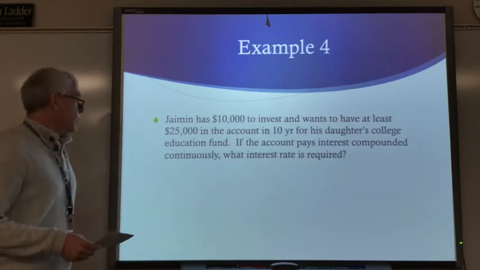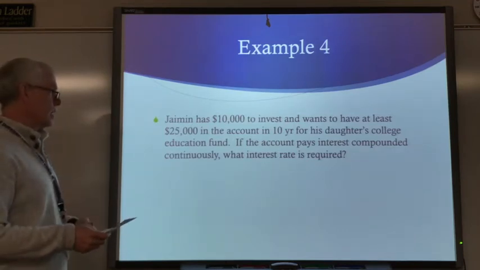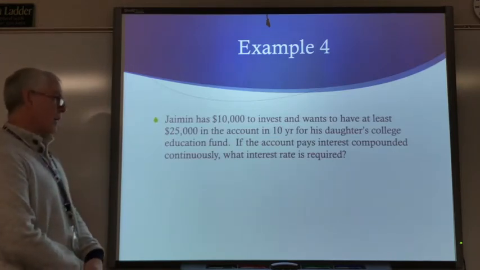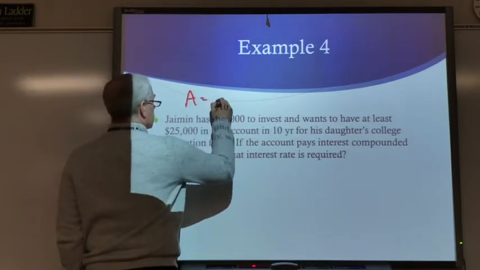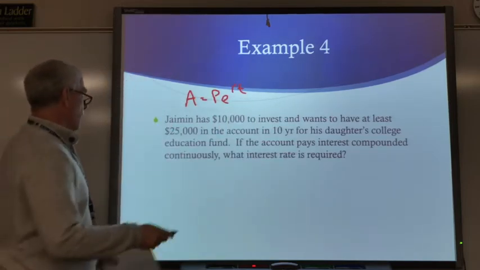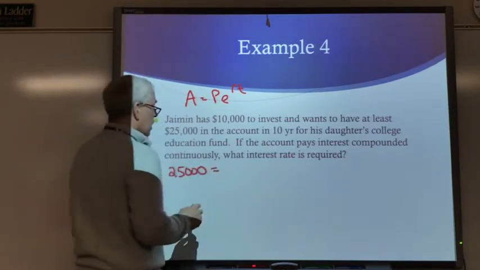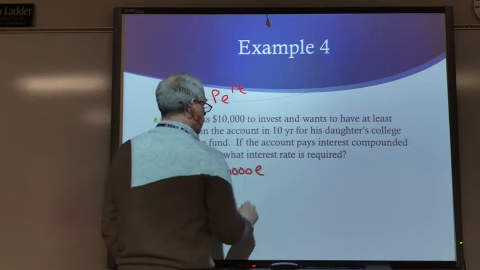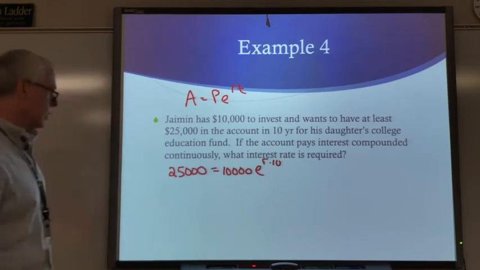All right, so Jamin has $10,000 to invest and wants to have at least $25,000 in the account in 10 years for his daughter's college education fund. If the account pays interest compounded continuously, what interest rate is required? Okay, so here's our formula as a reminder. Okay, so I want my future value to be $25,000, and I'm starting with 10,000 times E to the R times, and I have 10 years to do it in. So there's my formula, okay?